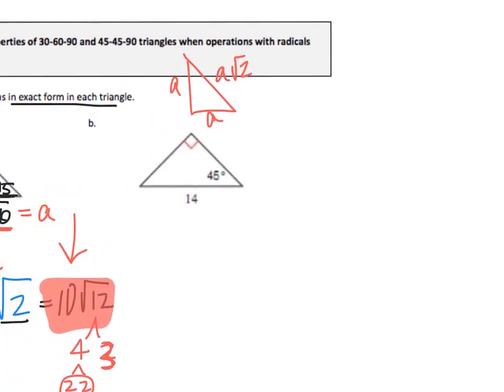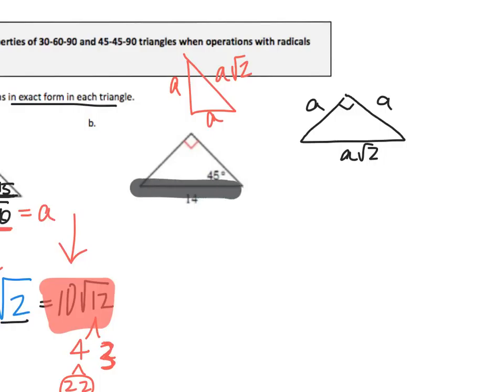Okay, so in the next one, again, you got a 45, 45, 90. I always like to just draw the triangles going in the same direction so it looks just like this one. And I label A, and A root 2, with whatever triangle, whether it's a 45, 45 or a 30, 60. So for this one, you have the 14 side, that's a hypotenuse. So that means that I have the A root 2. So I'm going to say A root 2 equals 14.